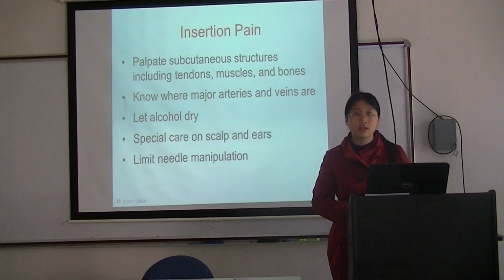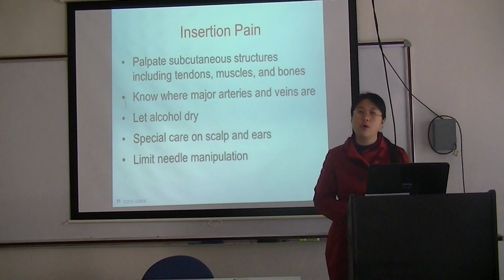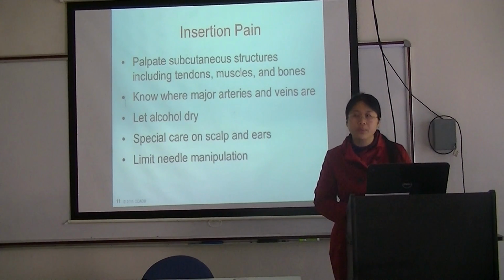First of all, we need to understand the precise location of points. Avoid the superficial arteries and veins. And then, after you swab the location of points, you need to wait for the alcohol to dry. After it dries, we palpate the location of points, and then we insert the needle. Especially, we take very special care with the scalp and ear points because they are sensitive. Underneath the points, there are very small, subtle arteries and veins and nerves.